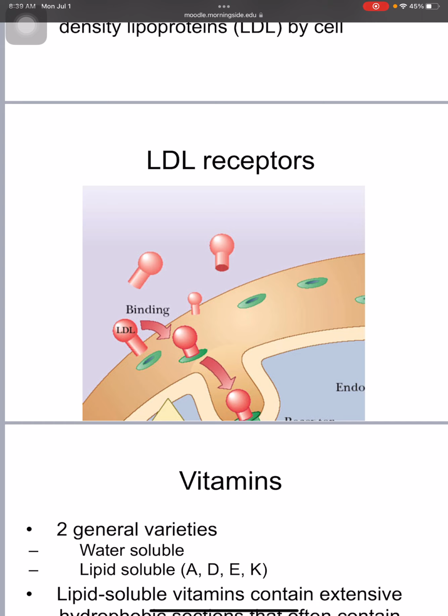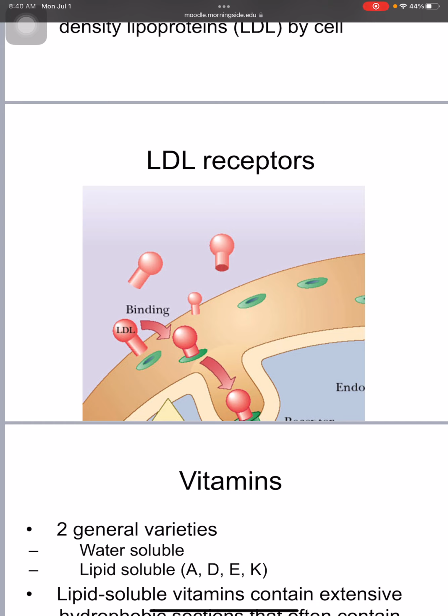So that means the cells have fewer receptors. The LDLs have nowhere to go. They're stuck within the bloodstream. And eventually you get a buildup of all these in your bloodstream, too much that you shouldn't have, or that you aren't meant to have in there. They can pile up and form blockages.